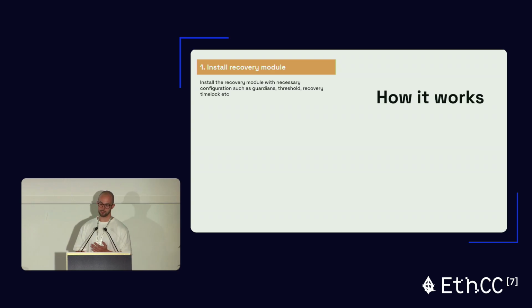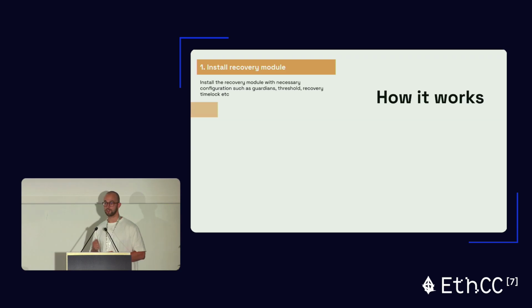So there's a few steps, from top to bottom. Step number one is you need to install the recovery module. This is where you add all the necessary configuration, such as your guardians, your threshold, your recovery time lock. The recovery time lock we'll come back to in a few steps' time. But you can add one guardian, you can add multiple guardians, you can set different weights for different guardians.